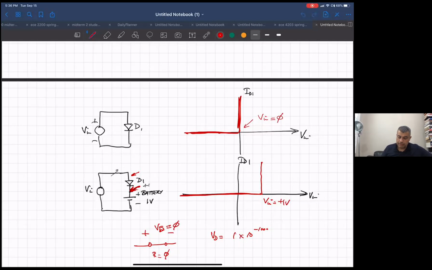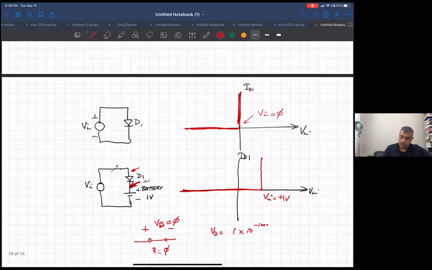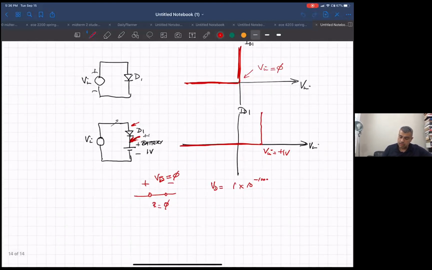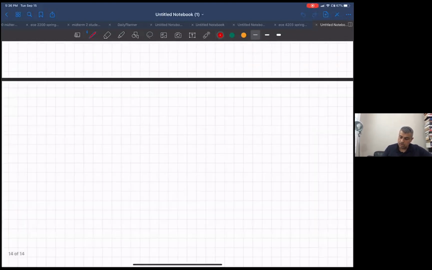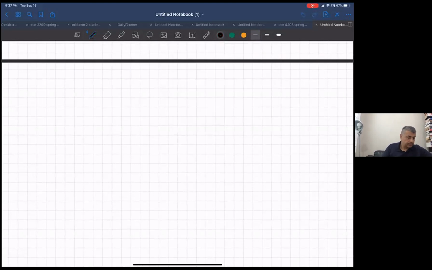So I think where we left off last time is what happens in the case when we have a battery connected across an ideal diode. Let me just redraw this again. So we had this real diode. Just go from the beginning.